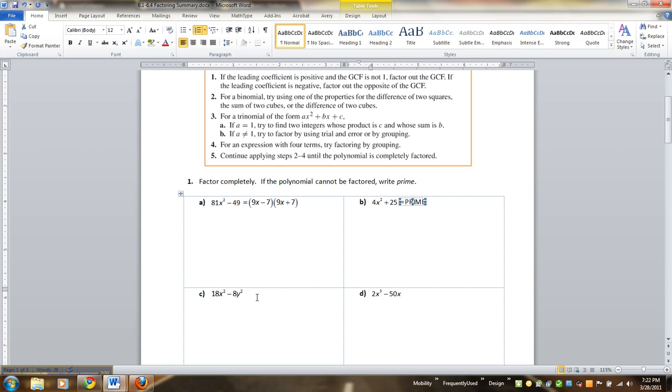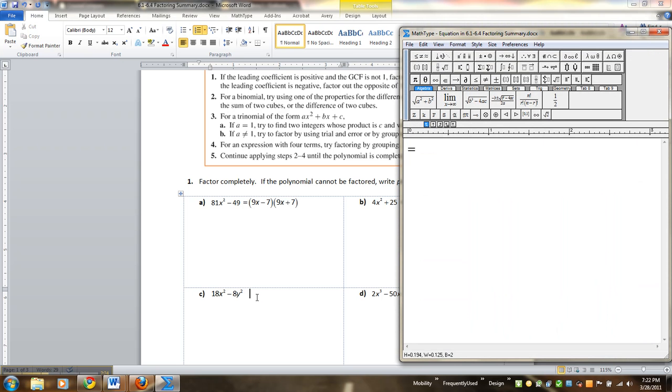Okay. Next, what about this one? Well, 8 and 18 are both divisible by 2. So my first job is going to take the 2 out. And that's going to leave me 9x squared minus 4y squared. Now this is good because there's subtraction here, so that means I can do this one as long as these are squares over here. And they are. 9 and 4 are both perfect squares.